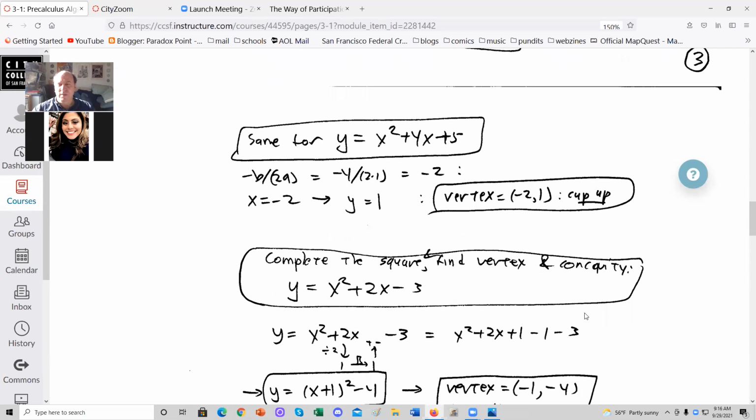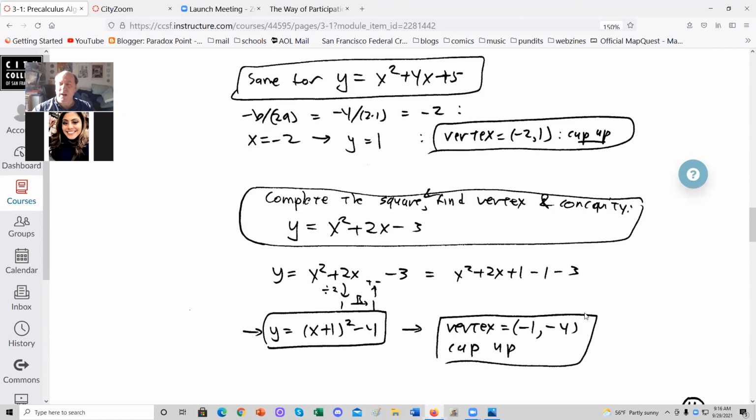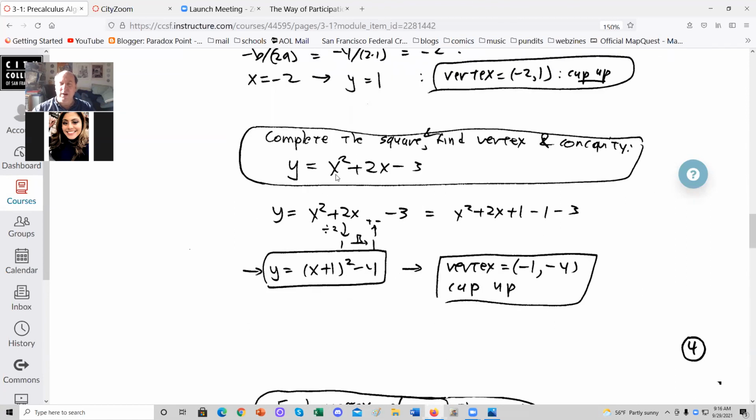All right. Complete the square and find the vertex and concavity. So here, y equals x squared plus 2x minus 3. To complete the square, we take half of the middle coefficient, get a 1. Square that, get a 1. Add and subtract it in the expression.